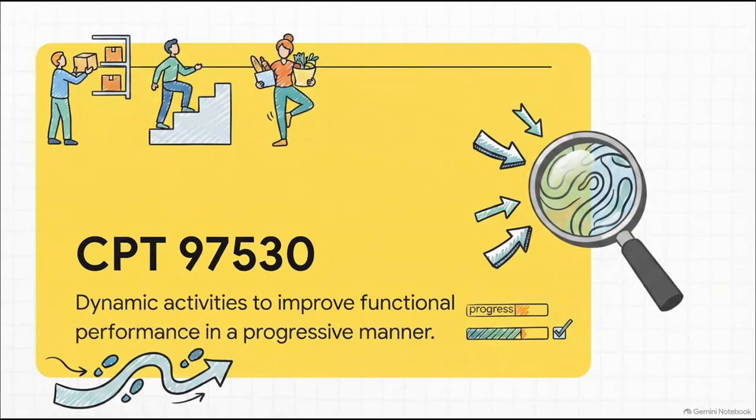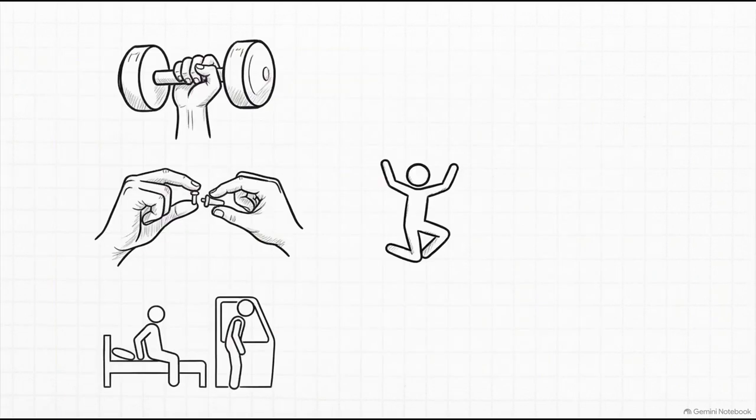First up is 97530, which is all about dynamic, real-life movement. The key phrase to remember here is functional performance in a progressive manner. This code is completely distinct from a basic therapeutic exercise, simply because you are actively simulating the functional tasks that the patient actually needs to perform in their everyday life. For example, if your therapist is having a patient practice car transfers, or lifting, or bed mobility, this is absolutely the functional performance code you're looking for. It also covers things like carrying, pushing, pulling, catching, throwing, and even fine motor dynamic tasks like pinching and grasping.